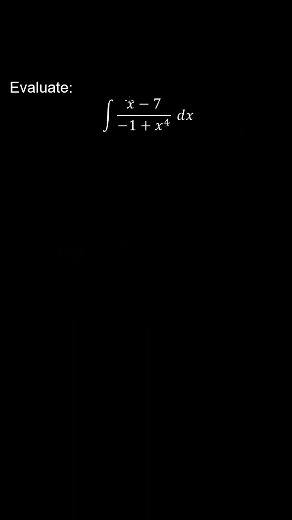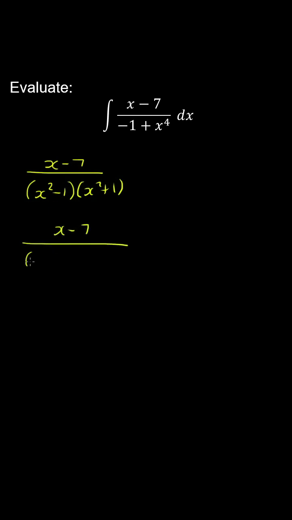Let's evaluate this integral. So the degree of the polynomial in the numerator is lower than that in the denominator, but we need to factorize the denominator to use partial fractions. So to do that, we'll use a difference of squares. So x squared minus 1 by x squared plus 1, and we can further factorize the first factor. So what we have is x minus 1 by x plus 1 by x squared plus 1. And now we can apply partial fractions.